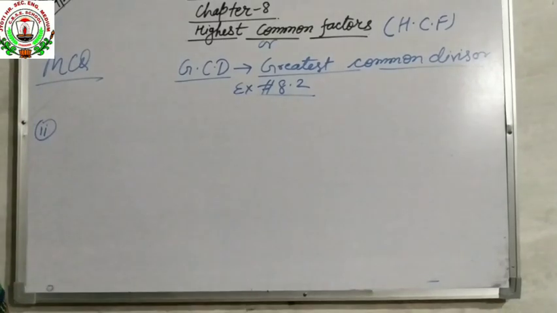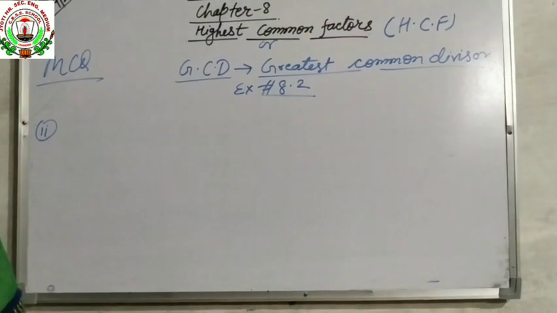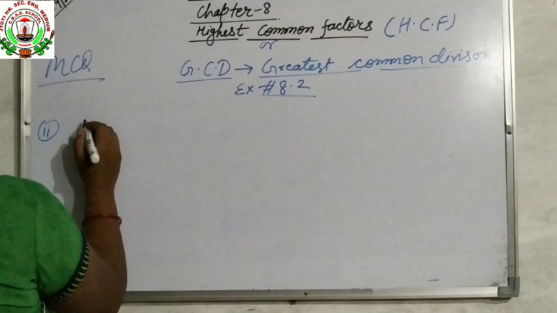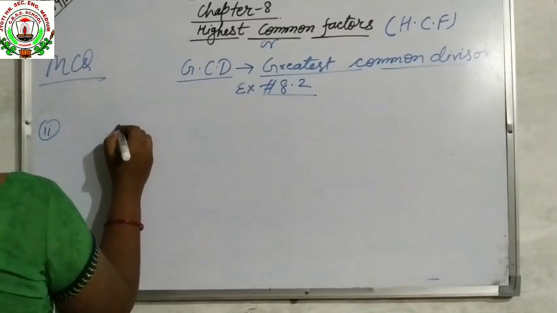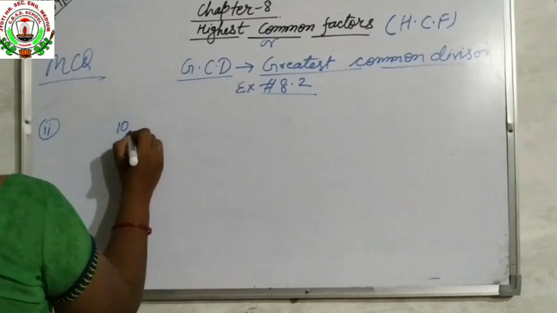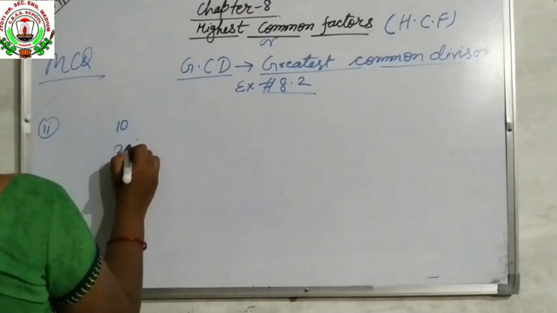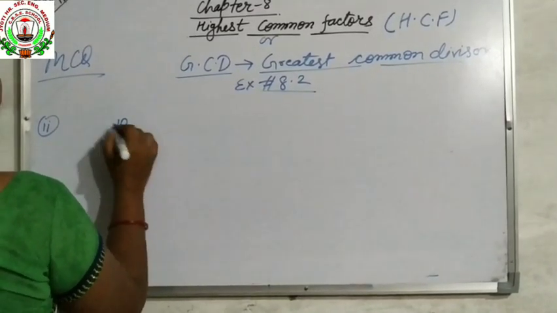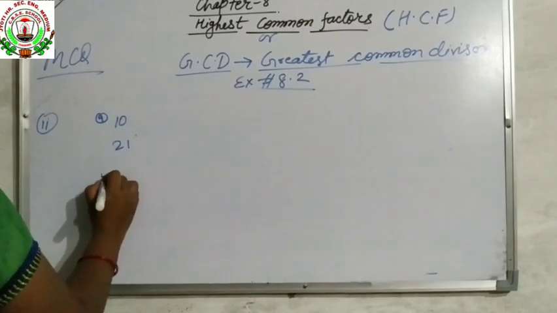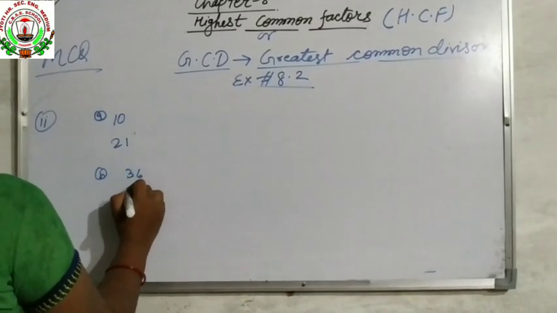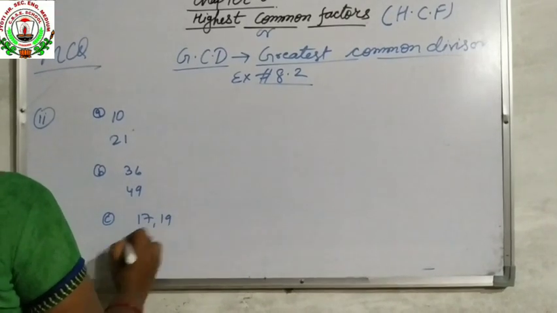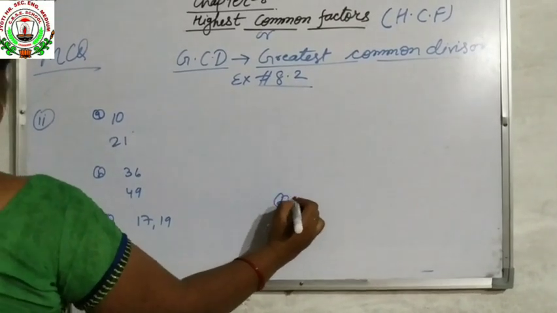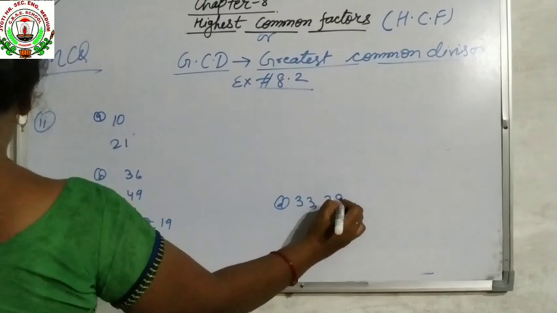So first we will find the factors of both the numbers. The numbers given are 10 and 21, it is your option A. Then in B it is given 36 and 49. Then C it is given 17 and 19. Then D is given 33 and 39.